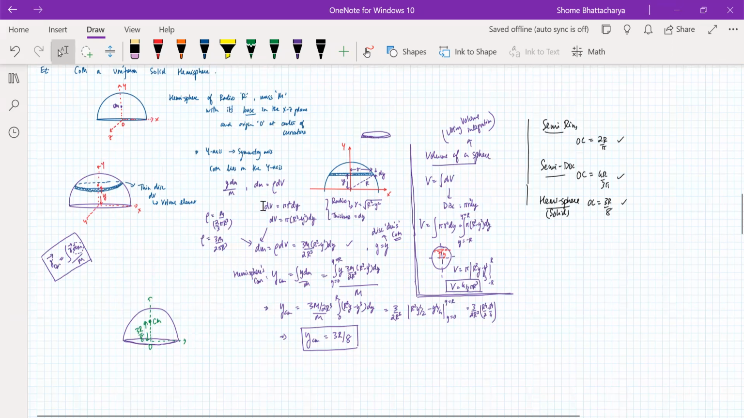So what will be the volume of this disc? The volume will be pi r square into dy. Okay. So now the mass of that thin disk, dm, is going to be density rho into the volume dv. So the density of the hemisphere will be how much? Total mass divided by total volume. So m upon 2 by 3 pi r cube. Yes, sir. Okay.